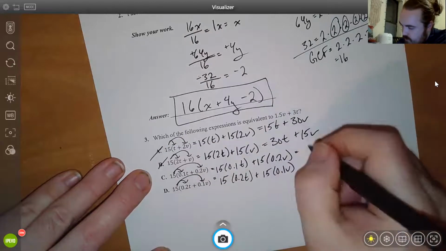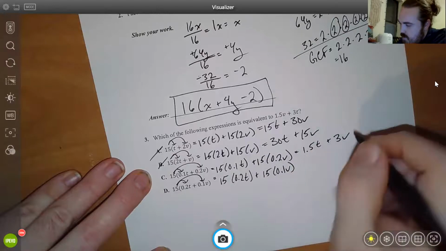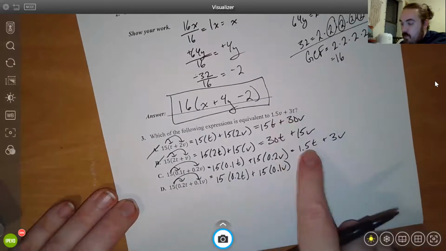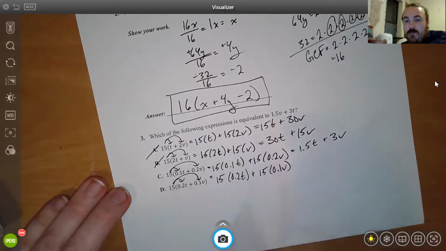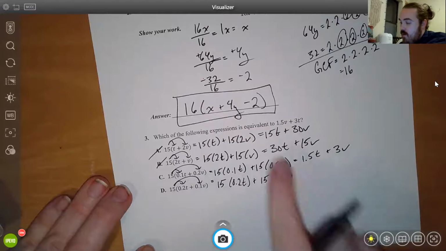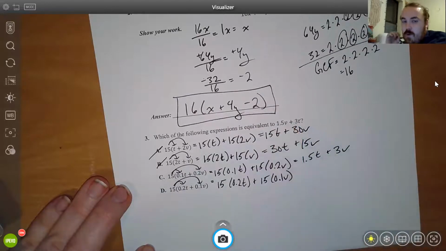Now this would be 1.5t plus 3v. That looks right. We got 1.5. Oh, but it's 1.5t, not 1.5v. Be very careful. Most of you, when you're getting this wrong, you're going to select C because you're going to forget that or not realize that this is t and it should be v. Be very, very careful about what variables are where.